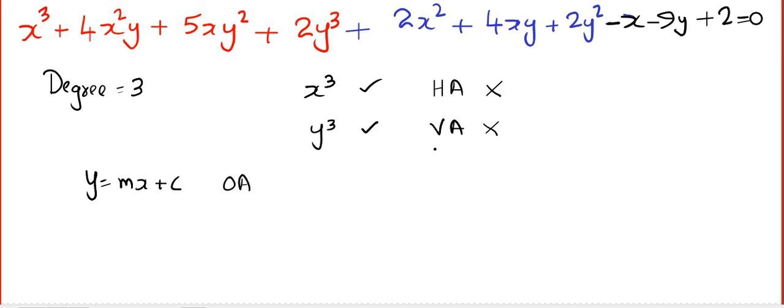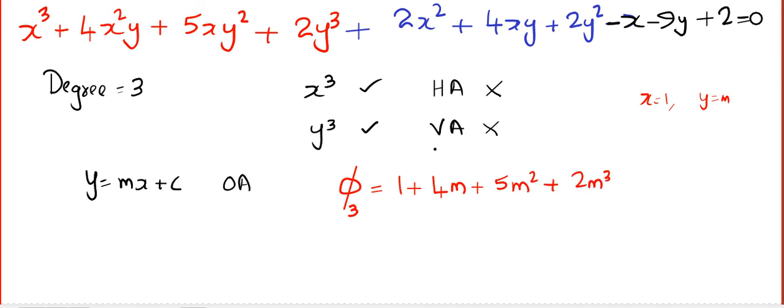Now what should we do? Okay, I'll write it with red. I hope you still remember the trick. Phi 3 means you have to look at terms with degree 3. Now since I arranged it, it's very easy, and you have to put x equal to 1, y equal to m. So 1 plus 4m plus 5m square plus 2m cube.